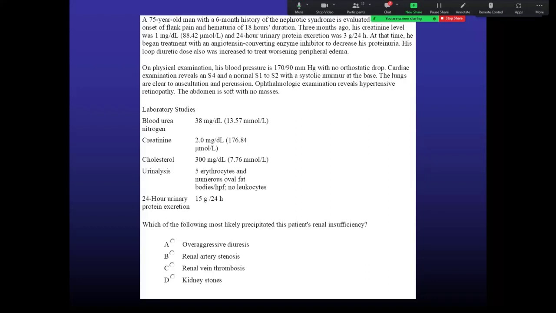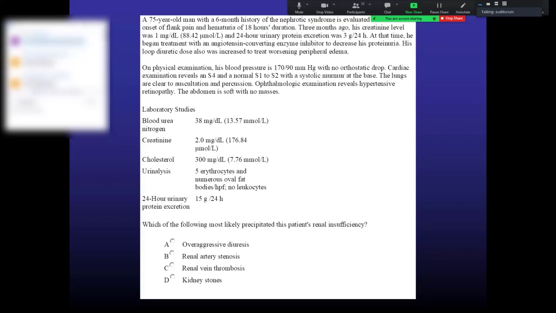Overaggressive diuresis, renal artery stenosis, renal vein thrombosis, or kidney stones? And I'll take any answers. I don't know. Is there a chat feature? I don't know how to look. Okay. I guess I can open the chat box.